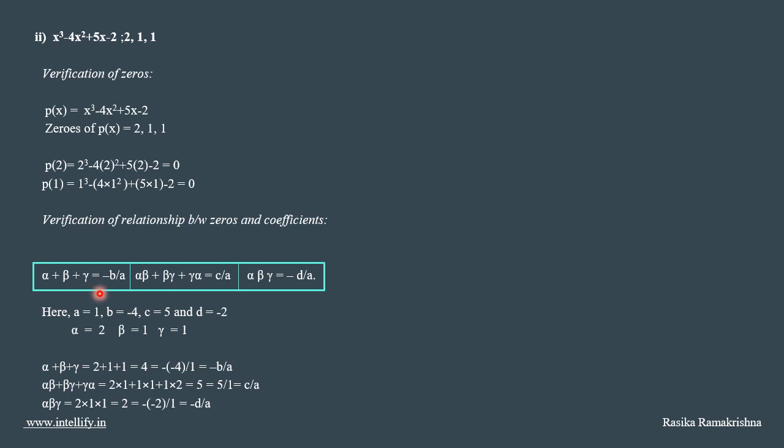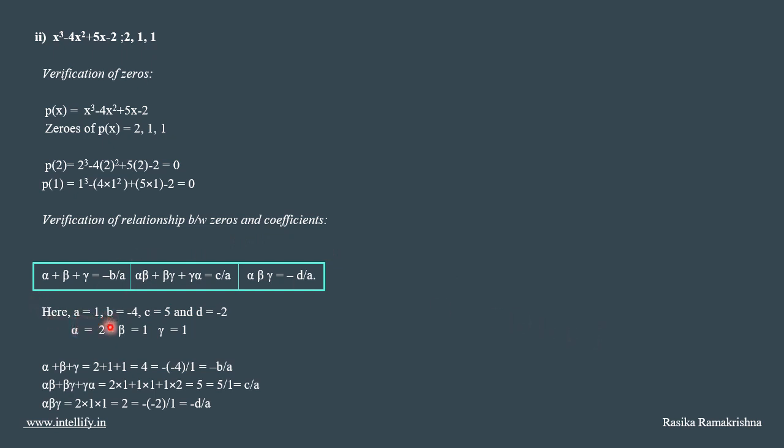So you know that the sum of the roots is given by minus b by a, sum of two products is given by c by a, and product of the roots is given by minus d by a, where ax cubed plus bx squared plus cx plus d is your cubic polynomial. So like I said before, the key thing here is to identify a, b, c, d, alpha, beta and gamma. So a is going to be the coefficient of x cubed, which is 1.